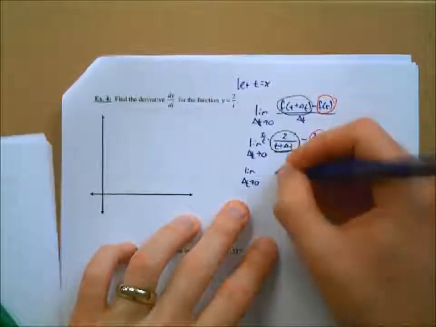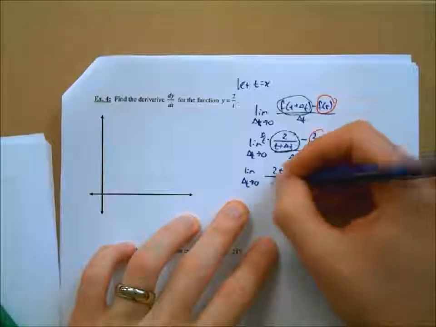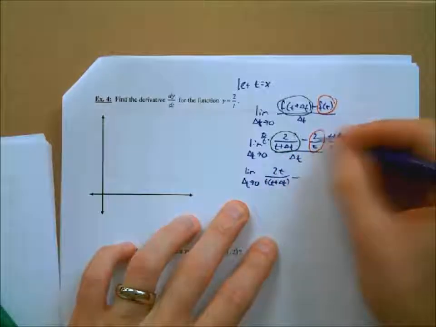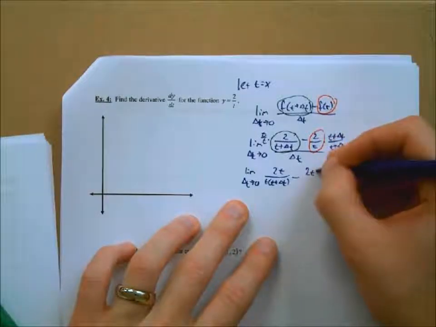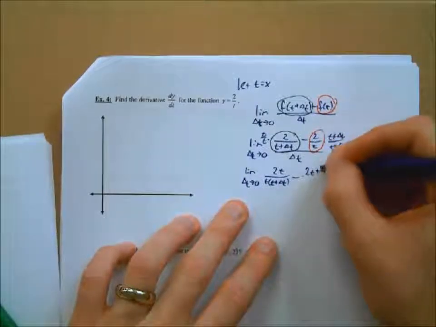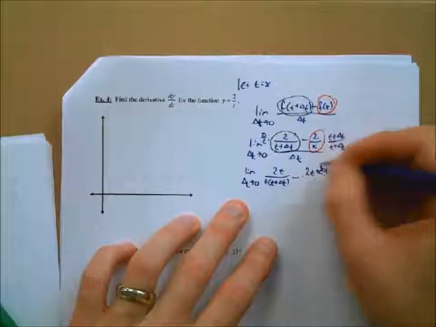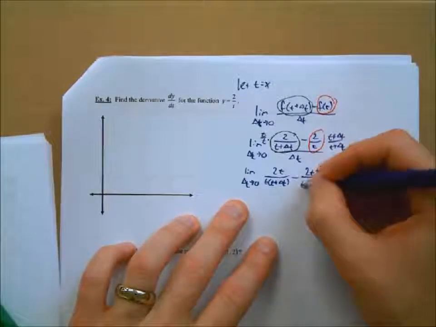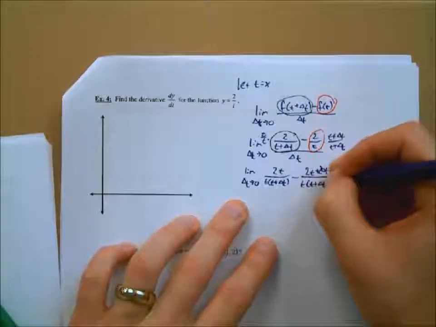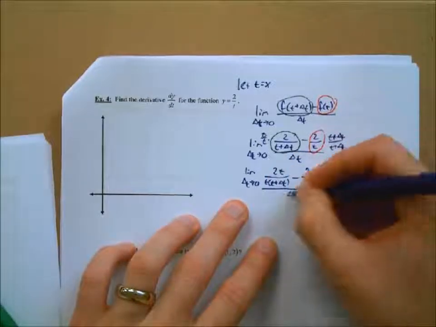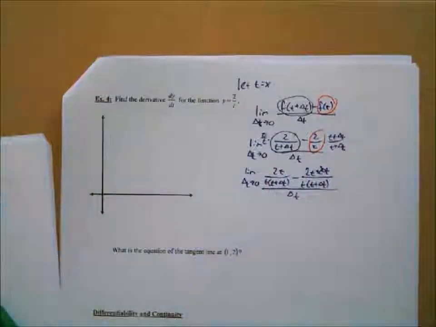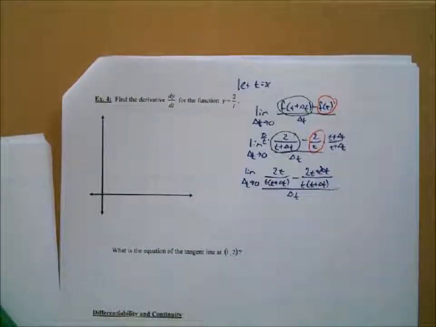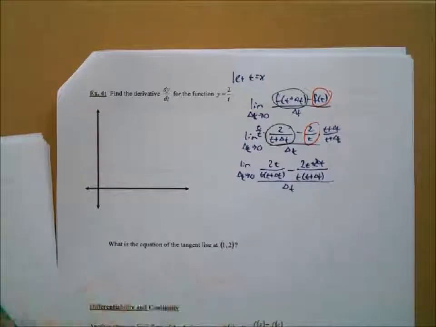So we get 2t over t times t plus delta t minus 2 times t plus delta t. Oh, 2 delta t, sorry. The 2 distributes the t and the delta t there. So 2t plus 2 delta t over t times t plus delta t, all over delta t.